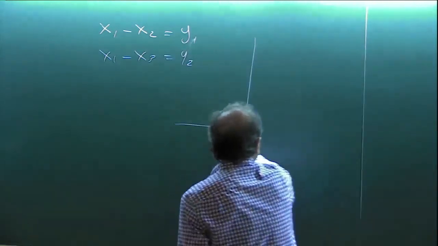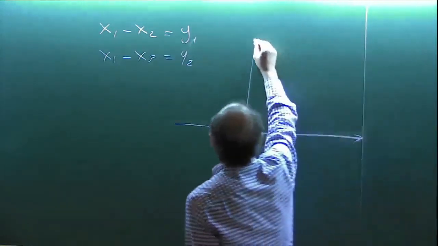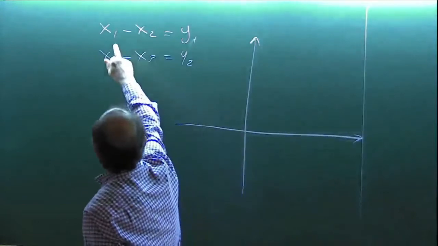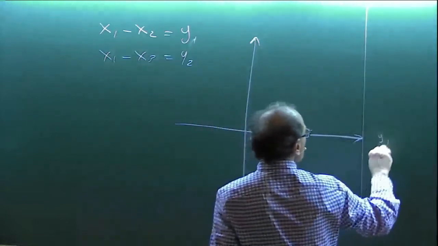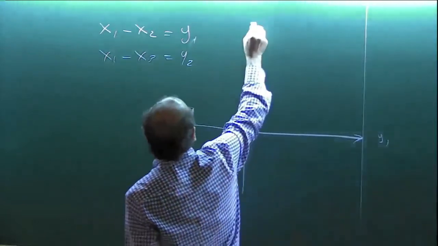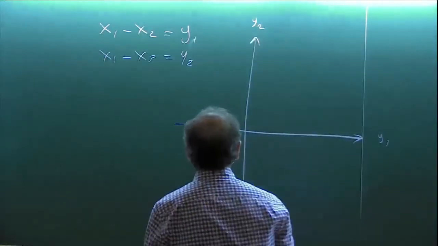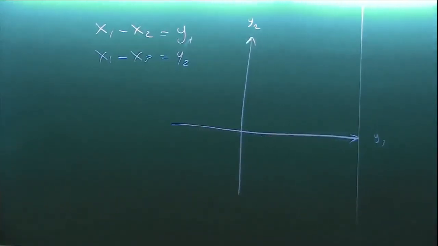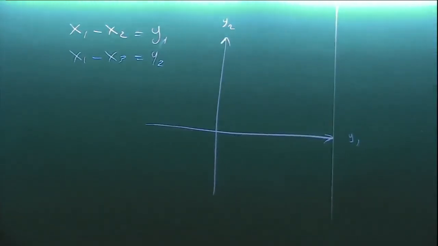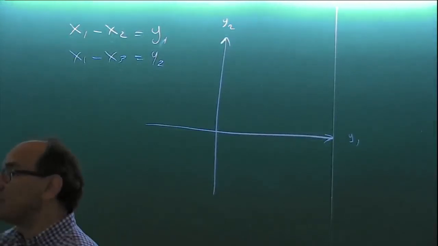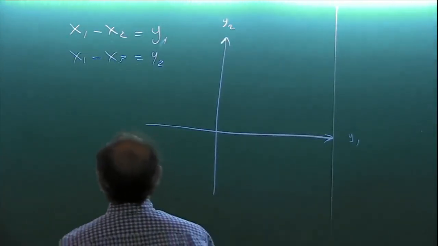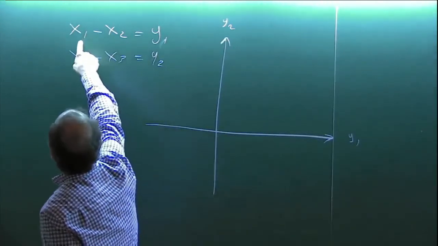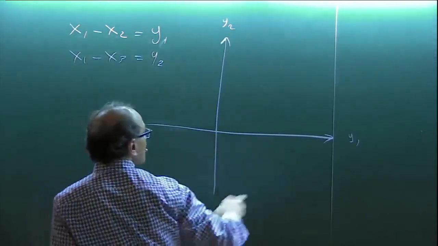So let's plot these 2 variables. Let's put x1 minus x2 here and x1 minus x3 here. As the particles scatter, some of these particles, the 3 particles scatter, some of these particles will go over each other. That means in the configuration space, there's a point in which they coincide. You see that if particle 1 and 2 are together, y1 is 0.